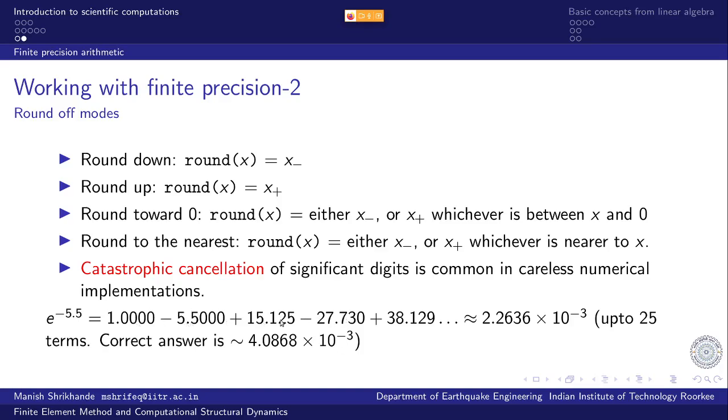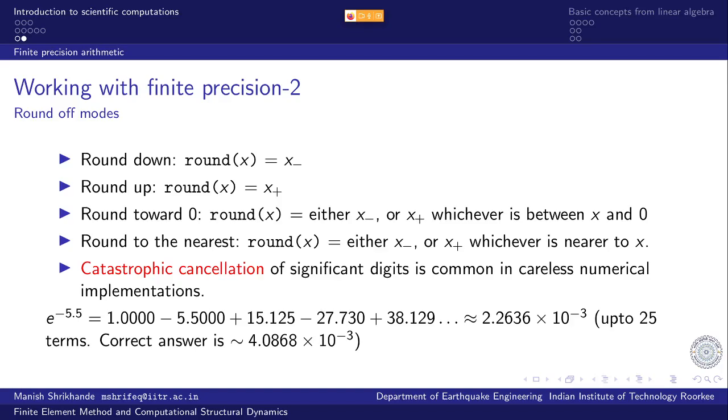If you see, even for small powers, two similar magnitude numbers are subtracted. There are alternate additions and subtractions. And this is a cause of significant loss of precision.